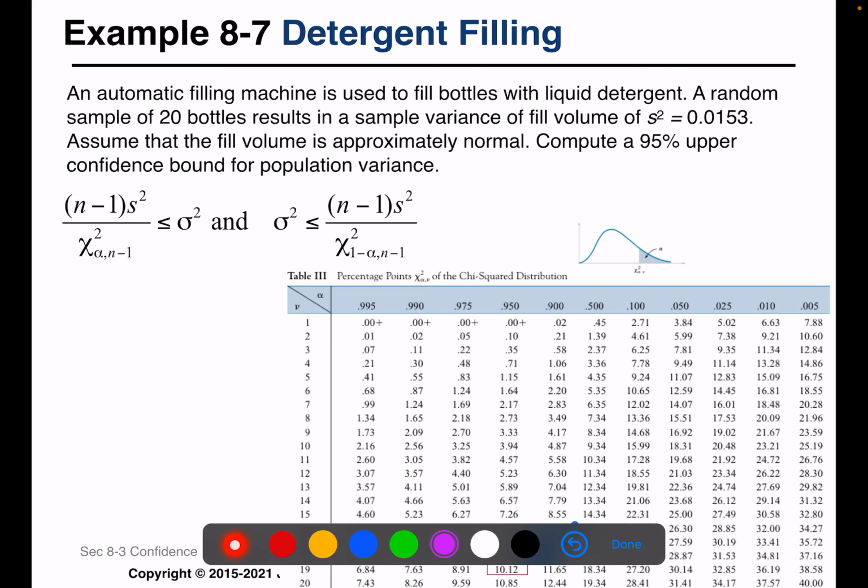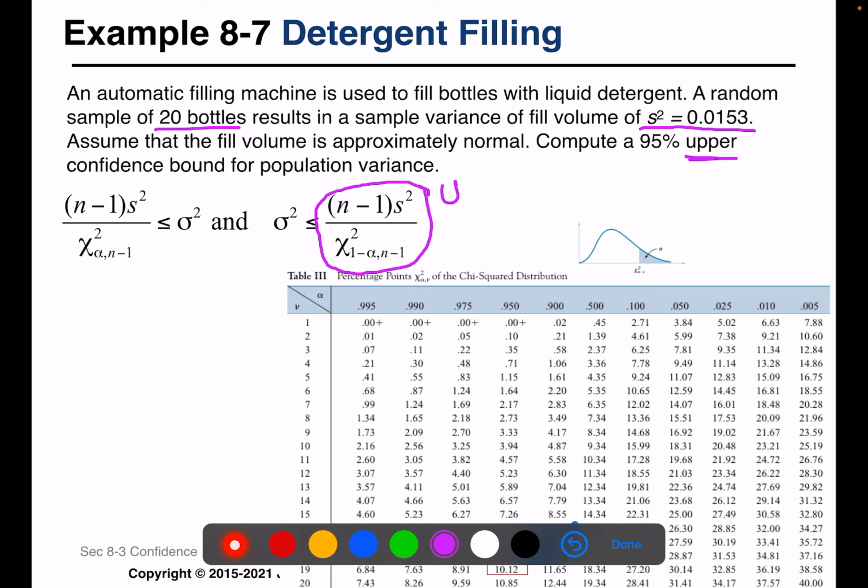Right? So we have an automatic filling machine that's used to fill bottles with liquid detergent. A random sample of 20 bottles results in a sample variance of s squared equal to 0.015. Assume that the fill volume is approximately normal. Compute a 95% upper confidence interval, right? The question says upper, and because of that, we are interested in this upper bound.